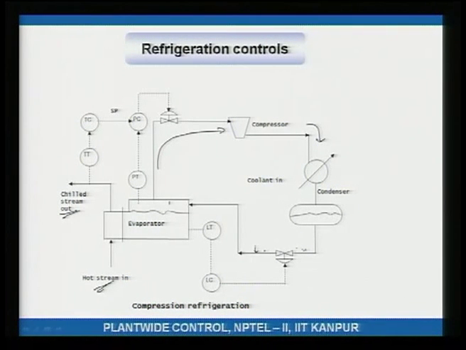Now, how do we control it? Well, what I am interested in is that the temperature of the chilled stream be controlled, be whatever I want it to be. Okay. Hot stream flow rate and hot stream temperature can vary. Regardless of variation in the flow rate of the hot stream and the temperature of the hot stream, temperature of the chilled stream should be held constant. So, I measure this temperature, send it to a temperature controller, and what the temperature controller is doing is adjusting the pressure set point in the evaporator.